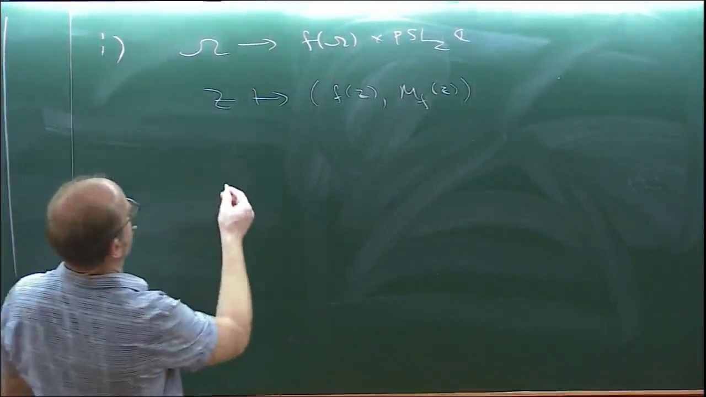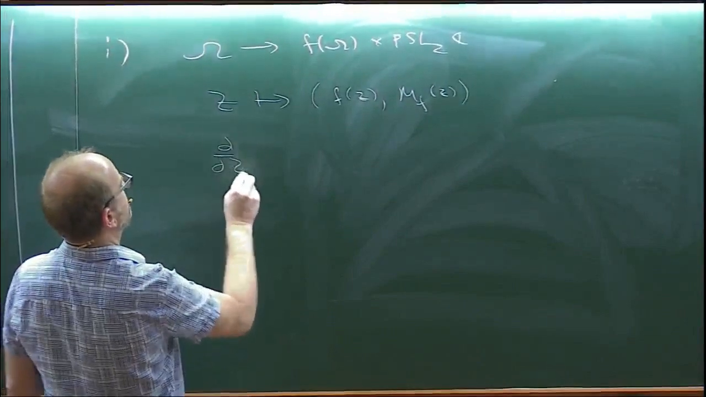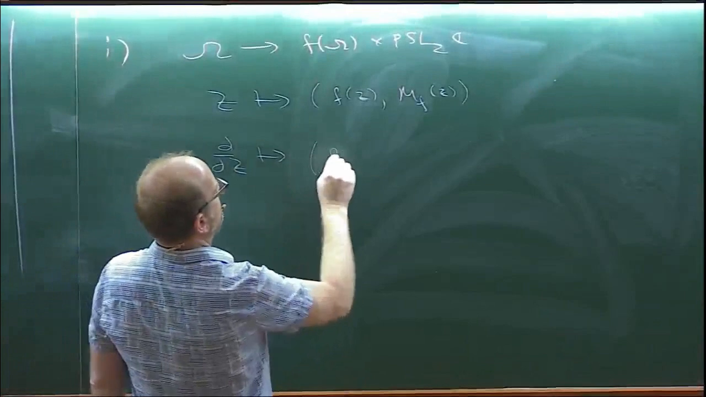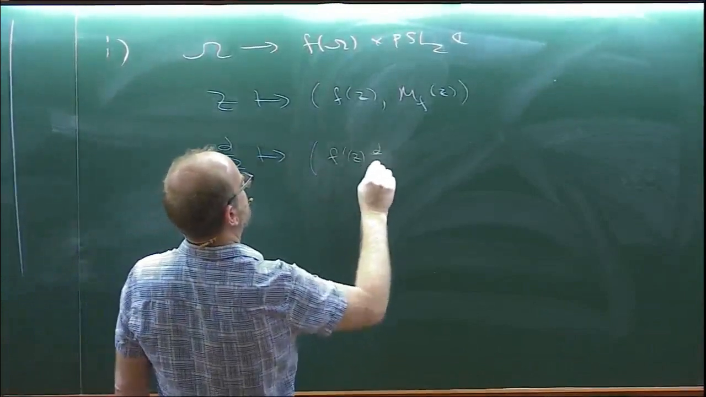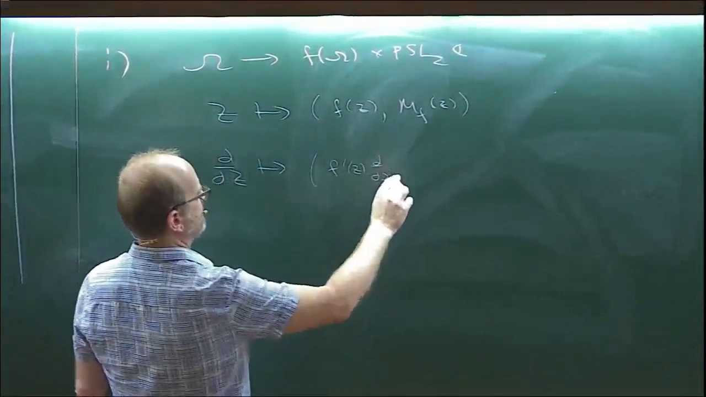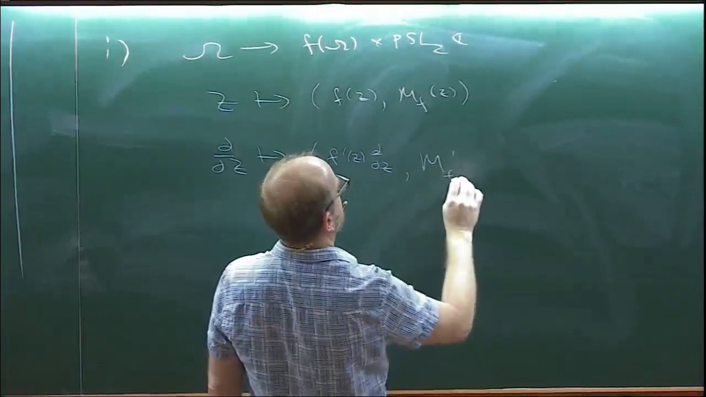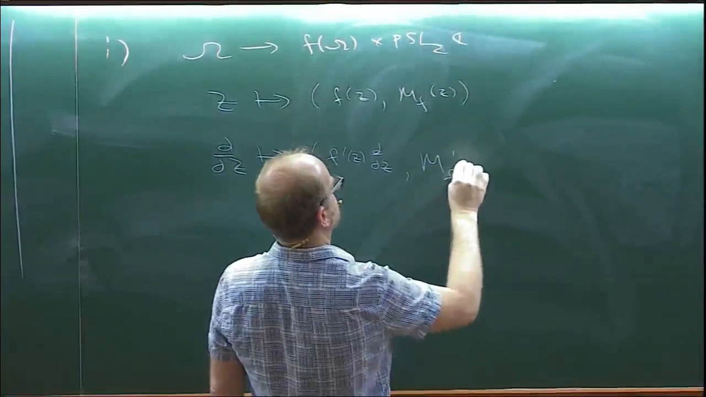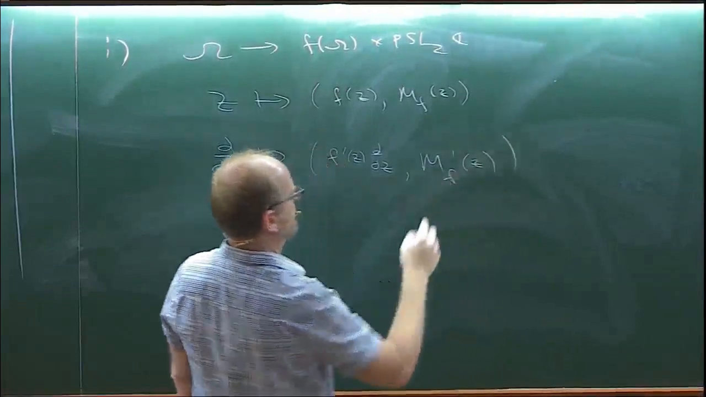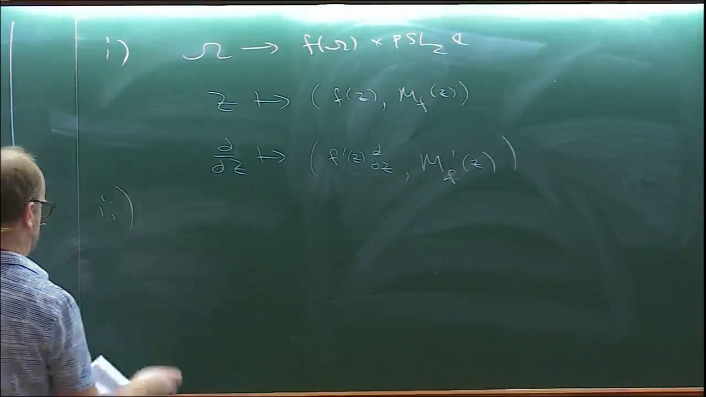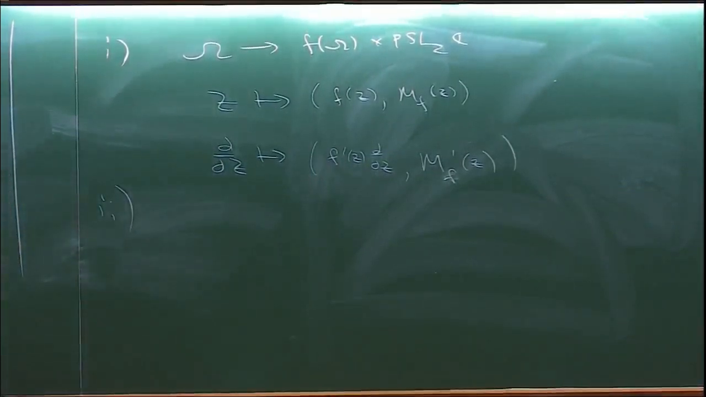Okay, and then what is the derivative? On the level of derivatives, this is just going to be f prime of z times, it's going to take the vector d/dz to f prime of z times d/dz, and then this, by definition, is just the m prime. Yeah, that's the first map we want to look at.